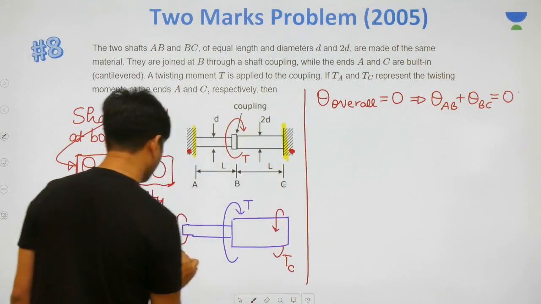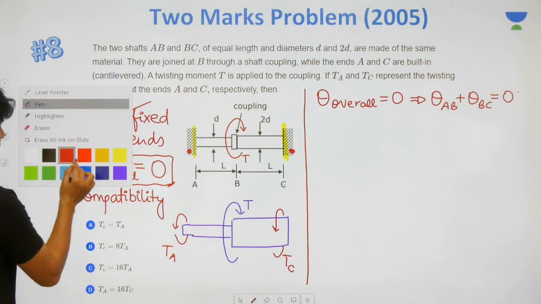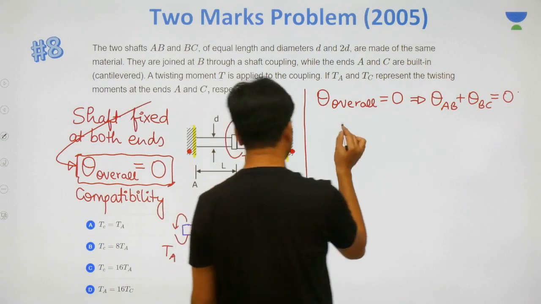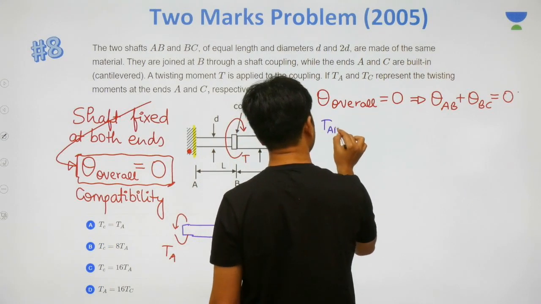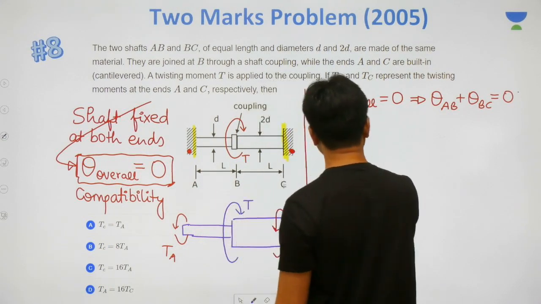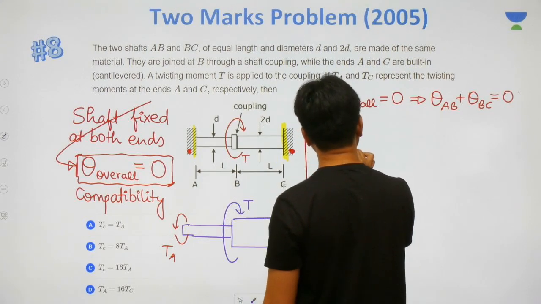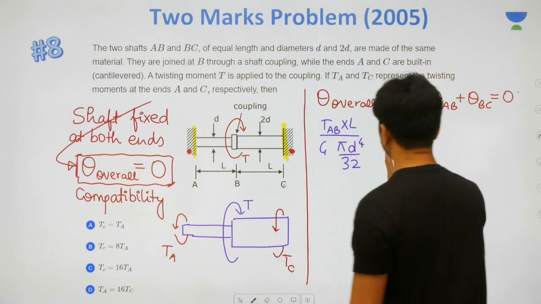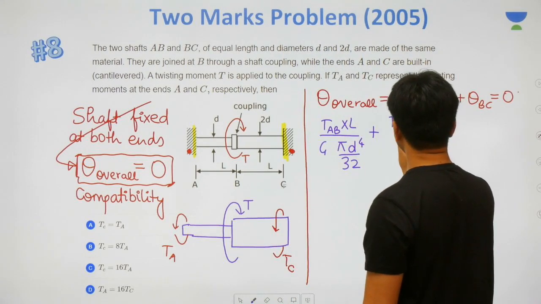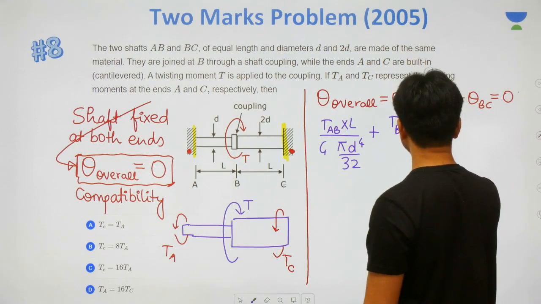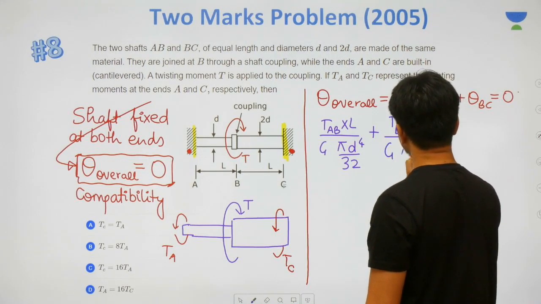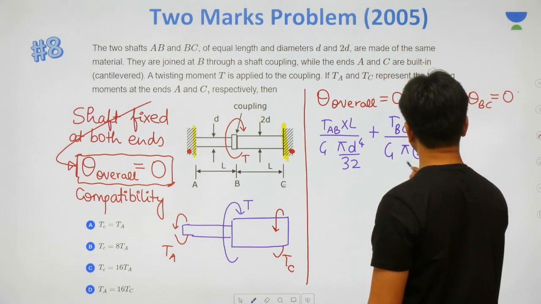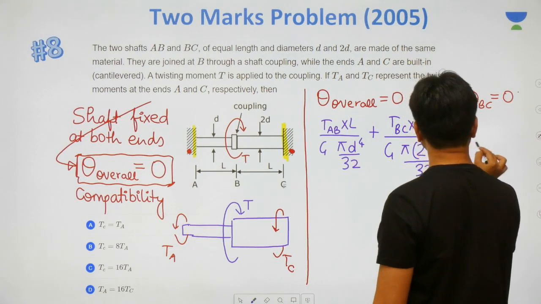Now how can you write theta AB and how can you write theta BC? Theta AB you can write as TAB, and length is equal for AB segment and BC segment. G is equal, but J is not equal. J for this one, J value is pi D^4 by 32. And then we have torque TBC in BC segment, length is equal, G is equal. For this one, J will become pi (2D)^4 divided by 32.